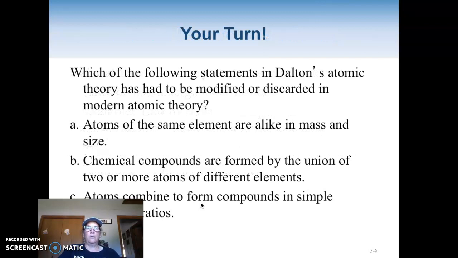Okay, which of the following statements in Dalton's atomic theory has been modified or discarded? Atoms of the same element are alike in mass. Chemical compounds are formed by the union of two or more. And I'm really sorry I'm in the way. The last one says atoms combine to form compounds in simple numerical ratios. Well, these two are. This one has changed because atoms can be a little bit lighter, a little bit heavier. They're called isotopes, and we'll talk more about those later.